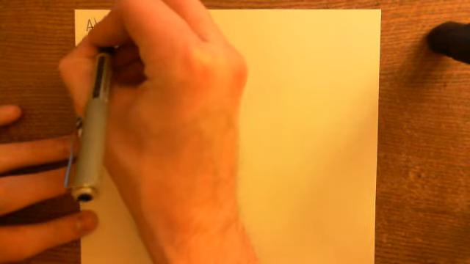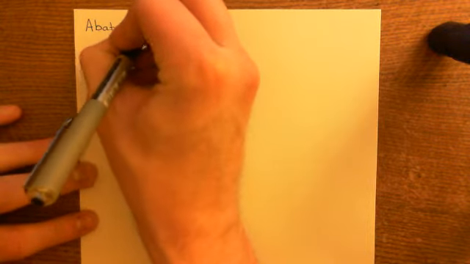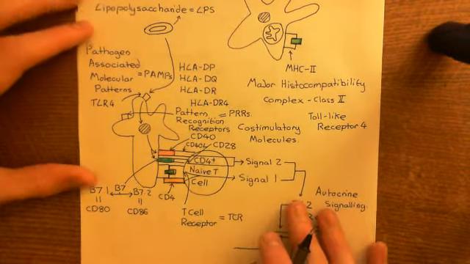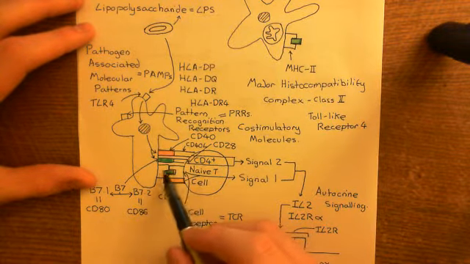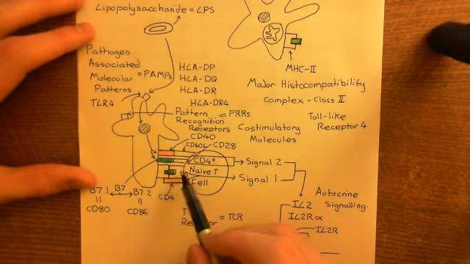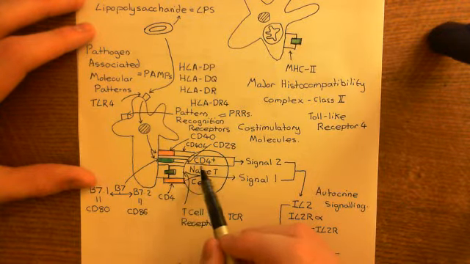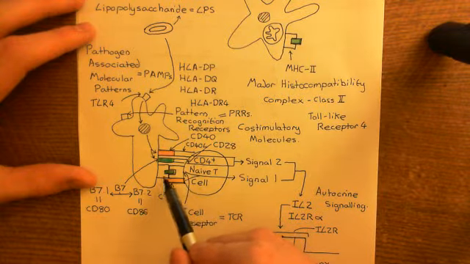Let's have a bit of a reminder of how T cell activation occurs. So let me just find the piece of paper. Here we have our professional antigen presenting cell presenting some autoantigen fragment on an MHC class II molecule, which is bound to the T cell receptor on the surface of a CD4 positive naive T cell, and the CD4 has then also bound to the MHC class II.